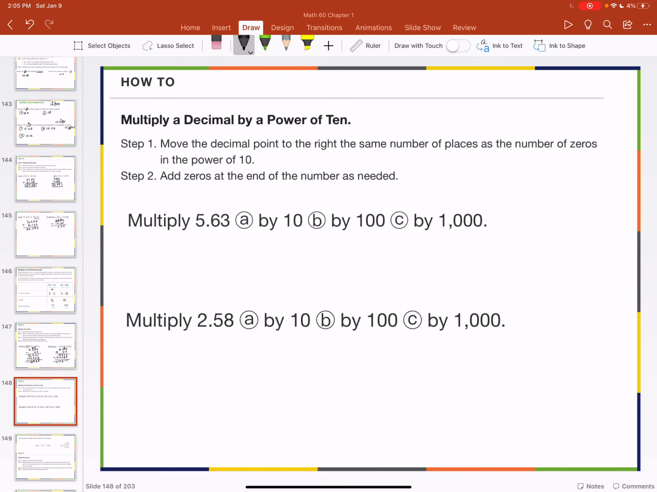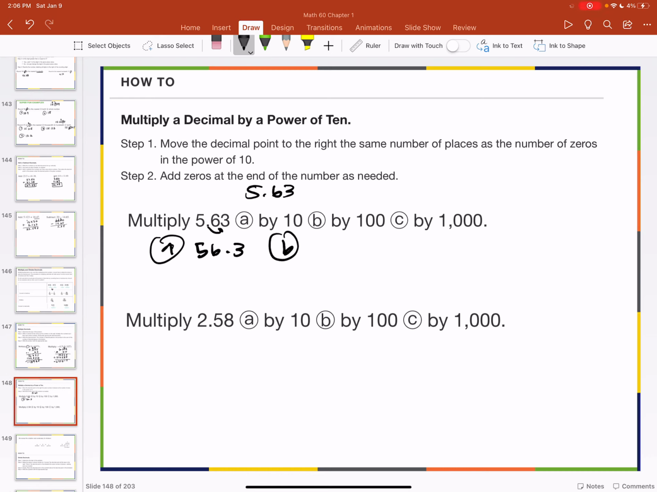Okay, so how do we multiply a decimal by a power of 10? We move the decimal point to the right the same number of places as the number of zeros in the power of 10. So if we multiply 5.63 by 10, what that means is you're just going to move this decimal place over. So for A, 5.63 is the original, but times 10 is going to be 56.3. Notice I moved it over once.